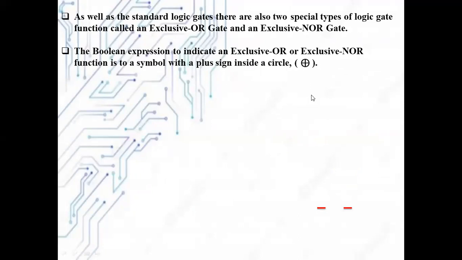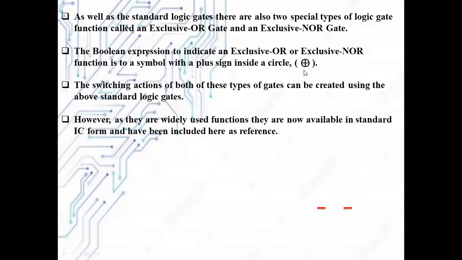Next, as well as the standard logic gates, there are also two special types of logic gates. Function called as an exclusive OR gate and the exclusive NOR gate. So here's the symbol of that exclusive. Meron siyang plus sign inside a circle. So okay po, ganyan po itsura niya. The switching action of both of these type of gates can be created using the above standard logic gates. However, as they are widely used function, they are now available in standard IC form and have been included here as reference. So IC means integrated circuit.